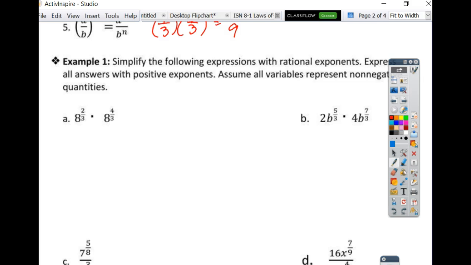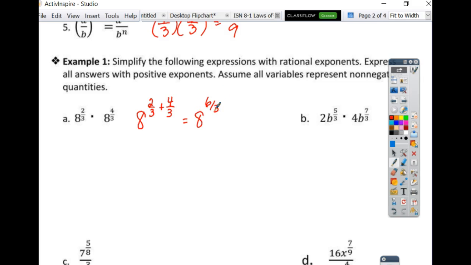Okay, again, Khan Academy, 4th grade skill. Adding and subtracting and multiplying fractions. All right, so here I'm multiplying, so what do I do with the exponents? I'm going to add them. So I get 2/3 plus 4/3, which is 8 to the 6/3.